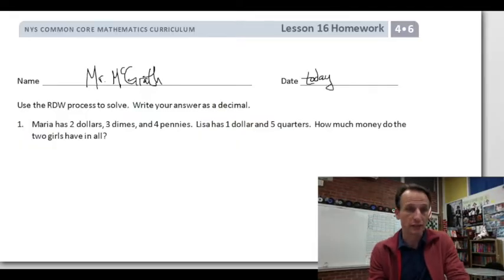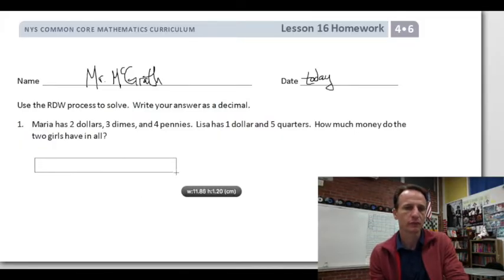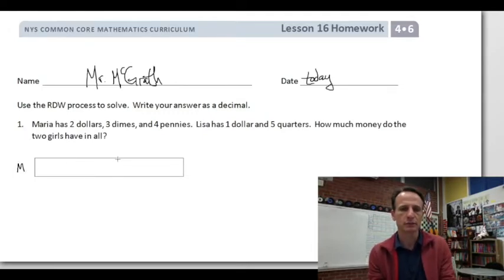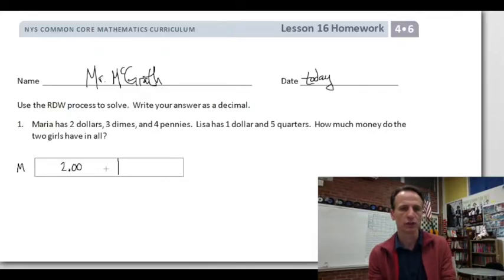All right, well, Maria and Lisa are going shopping together. So we just read, so let's draw something here. We're going to draw a tape diagram for Maria. All right. So here's Maria. So she has, we're going to call this $2, and we'll write it in decimal form since we're going to write our answer as a decimal. That's how $2 looks.